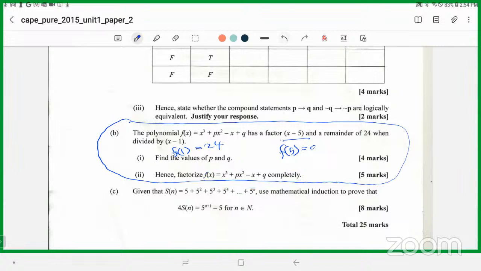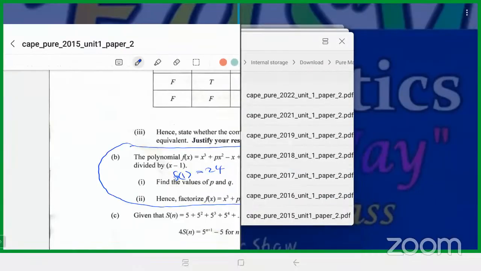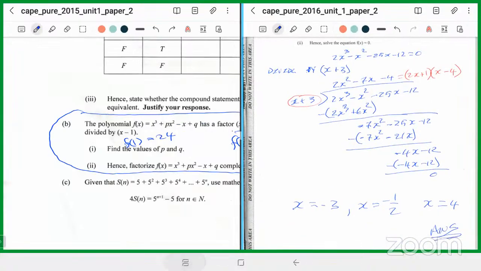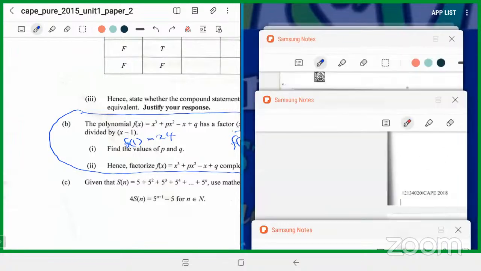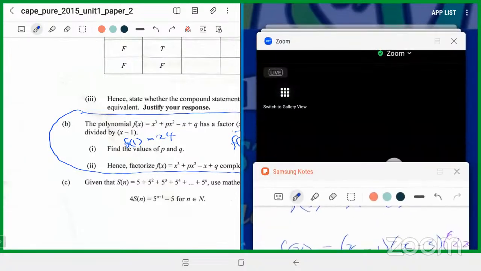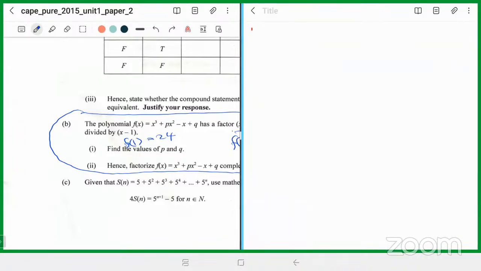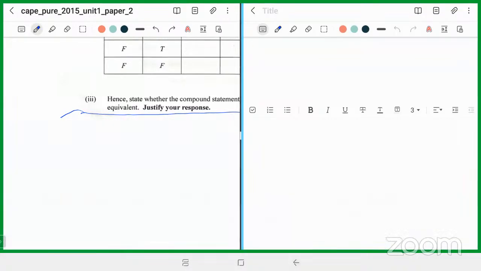Because you're given this factor, you're going to divide the expression by it after you find your p and your q. There's 9 marks for that in this paper, 4 and 5. 9 marks, easy stuff. All right, let's do it. More maths equals better maths. Even when it's easy, you still do it. You still do it even when you know what to do.